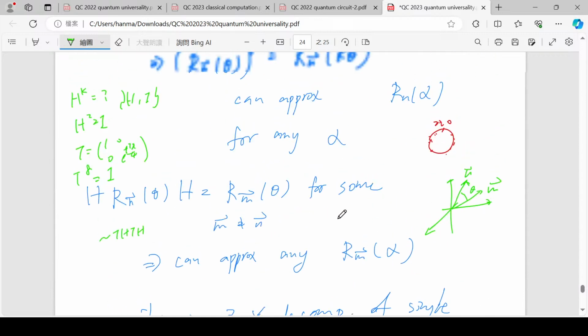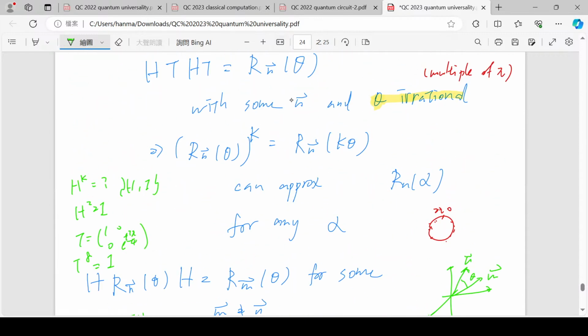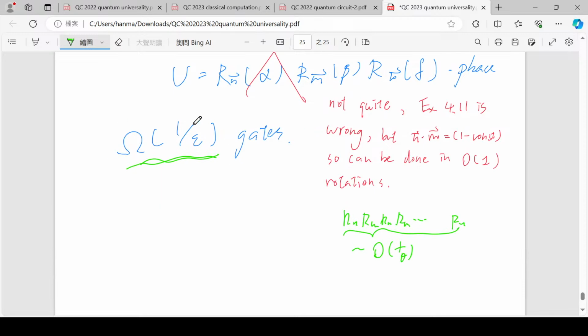And I believe the 1 over epsilon can come from here. If you want to approximate some angle to order epsilon with this kind of thing, then you need about 1 over epsilon number of k here. I believe k is about order 1 over epsilon, and that's how you get the Omega of 1 over epsilon. Okay, so we are actually ahead of schedule, but I think that's fine.